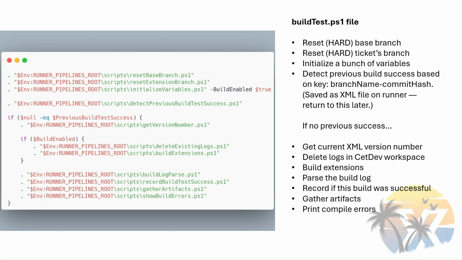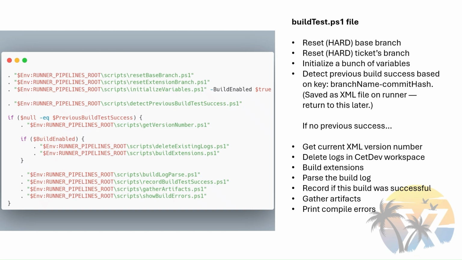We're going to delete the logs in the CET developer workspace. We're going to build the extension. We're going to then parse the build log. And then we're going to record if this build was successful. We're going to gather artifacts. And then we're going to print compile errors. So the show build errors at the bottom.